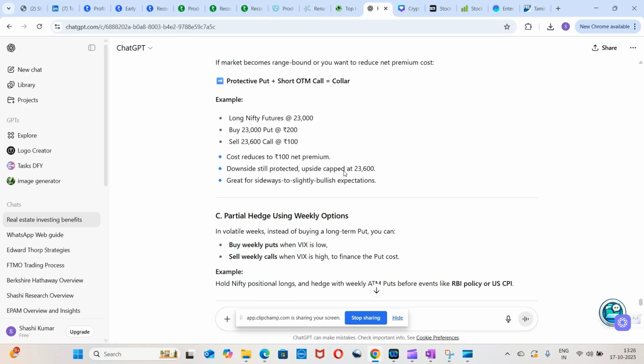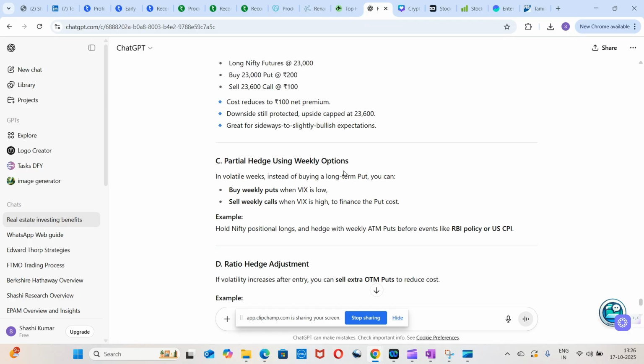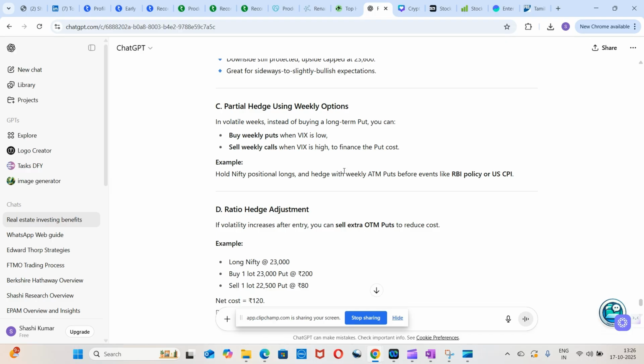Okay. Partial hedge using weekly options. In volatile weeks, instead of buying a long term put, you can buy weekly puts. When VIX is low, you buy a weekly put, and when VIX is high, you sell a weekly call to finance the put cost.